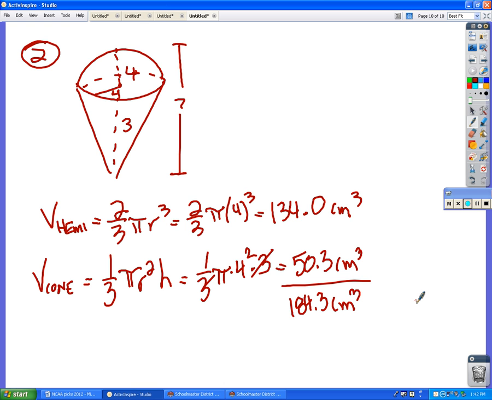Okay, but now we also have to do the surface area. Ugh. Who made this worksheet?